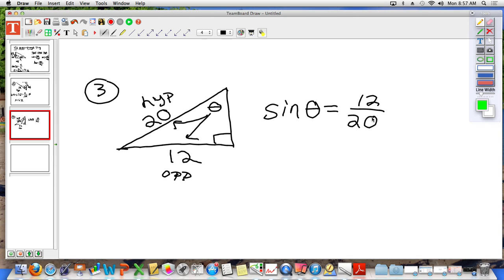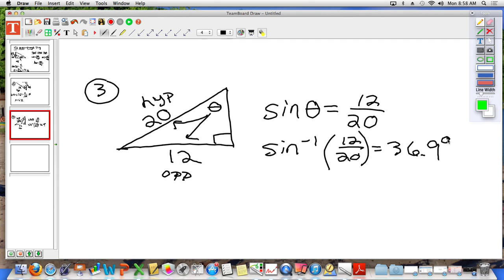Does anybody remember the extra step you have to take when you're trying to find the measure of an angle? Yes, you do the inverse sine. So in your calculators, you just need to type second sine, and then you type in the ratio, 12 divided by 20, and what do you get? 36.869. I'm going to say 36.9 degrees. That's it.